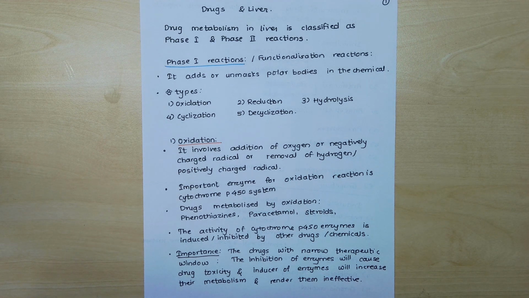In this video, we'll discuss drug metabolism in the liver. It is classified as phase 1 and phase 2 reactions. Phase 1 reactions are also known as functionalization reactions. They add or unmask polar groups in the chemical or the drug. The types of phase 1 reactions are oxidation, reduction, hydrolysis, cyclization, and decyclization.